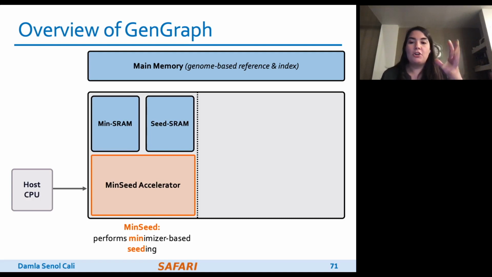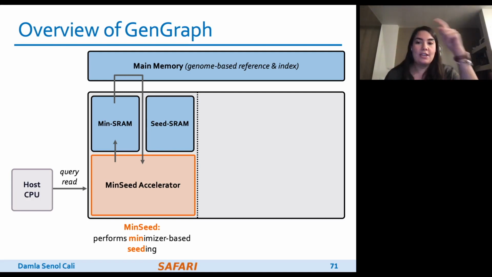As part of MinSeed, we have the MinSeed accelerator, and also two types of SRAMs. First, the host CPU streams the query read, and this MinSeed accelerator finds the minimizers for this query read and writes them to MinSRAM. So MinSRAM stores the minimizers for the current read. And then we access the main memory to obtain the locations of these minimizers using the preprocessed index.